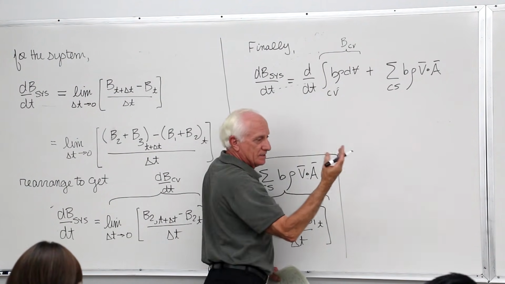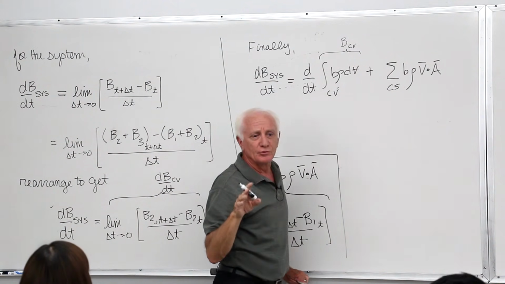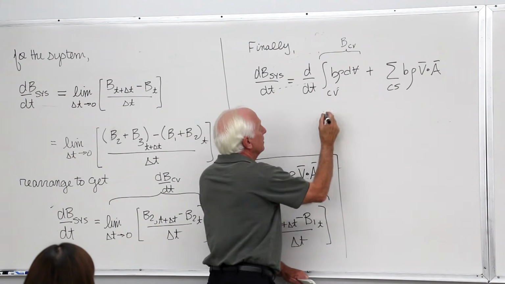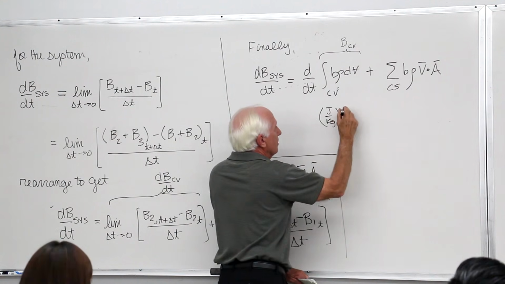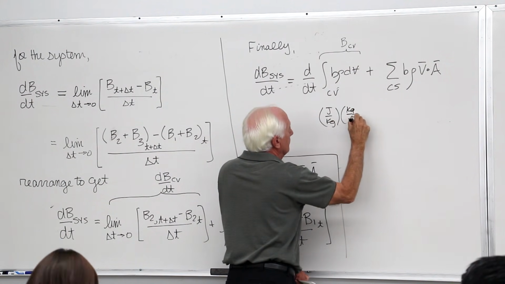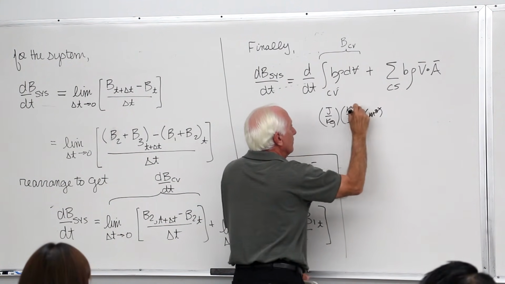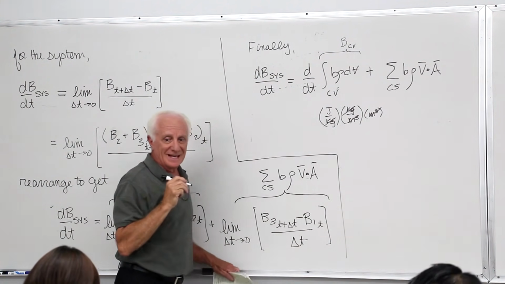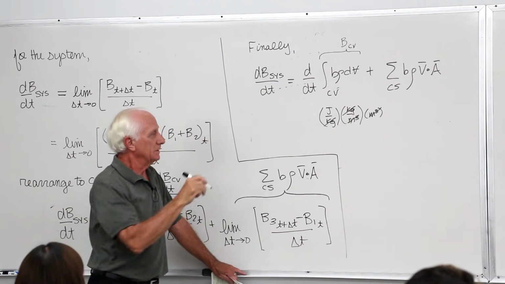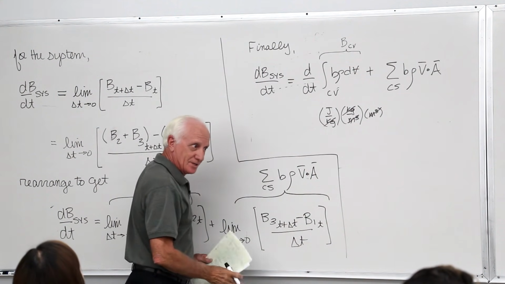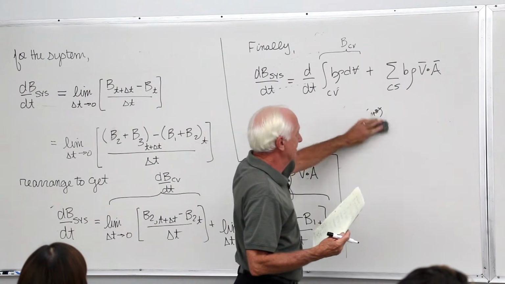I'll just pretend it's SI. What is B? Let's just say B is energy in joules, just to make something up. So B is joules per kilogram. What is rho? Kilograms per cubic meter. What's the volume? Cubic meters. When you're done, what do you have? Joules. That's the amount of B in the control volume as a function of time. That's what the integral represents. If it's steady state, of course, nothing changes with time, so that term goes out for steady state.